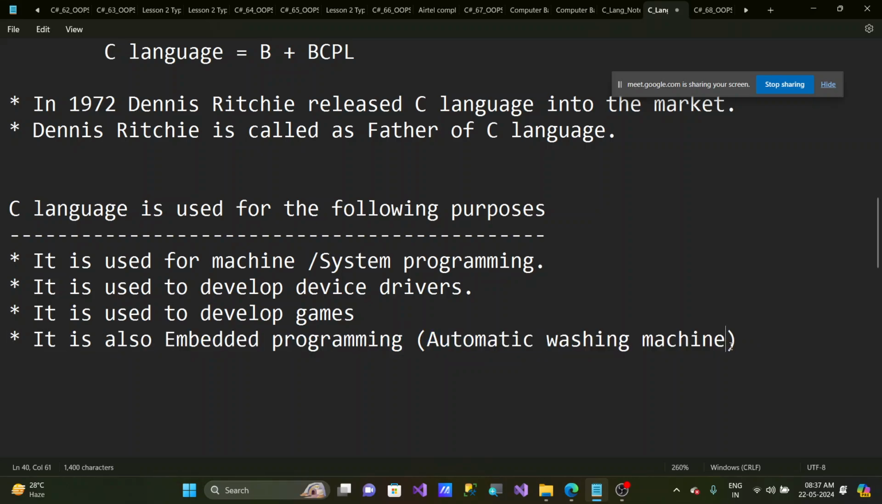And microwave ovens also. There also we use this kind of programming, C programming. Embedded device means any device that we keep, like an oven, or a washing machine, or any other device.